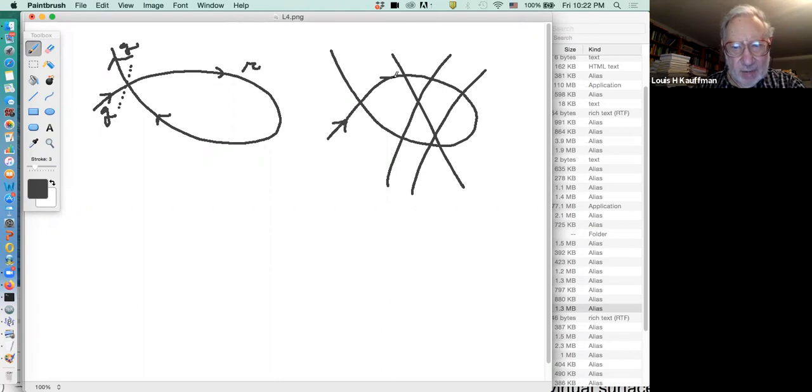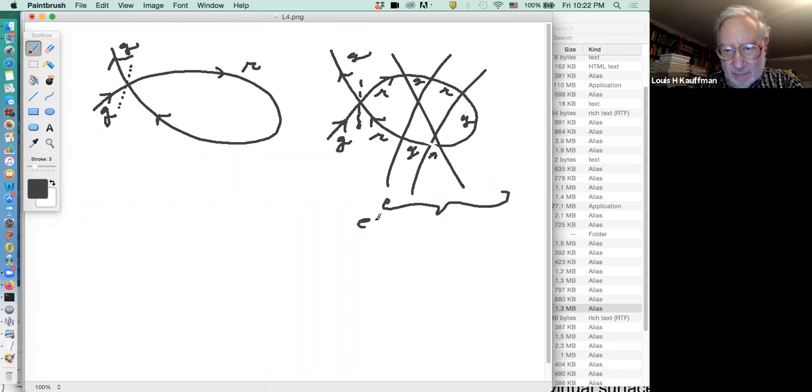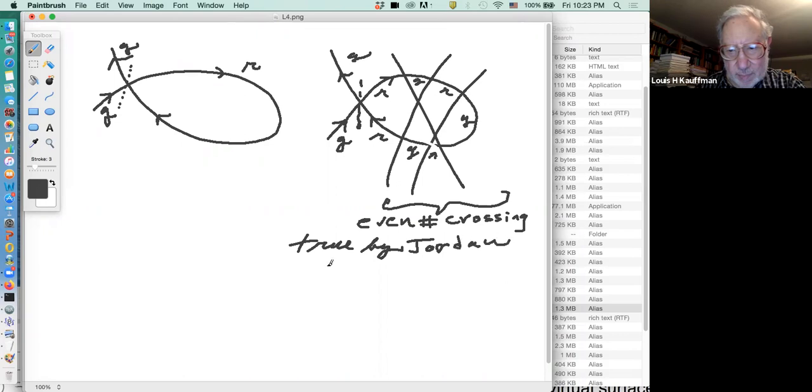And you started here, and you went around, and you came back to here, and you went green, red, green, red, green, red, green, red, green. And it's still all right. The Seifert smoothing is the same as the color smoothing because you went through an even number of crossings in here. And that's true by the Jordan curve theorem. The Jordan curve theorem says that whenever another line goes in, it must come back out. It will cross through an even number of times.